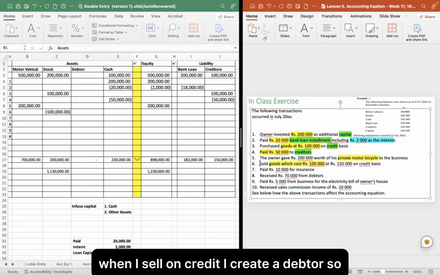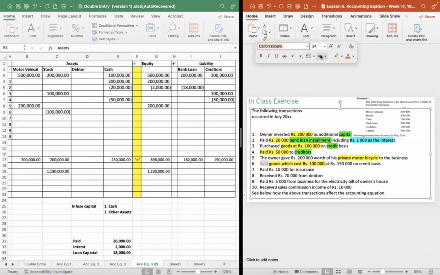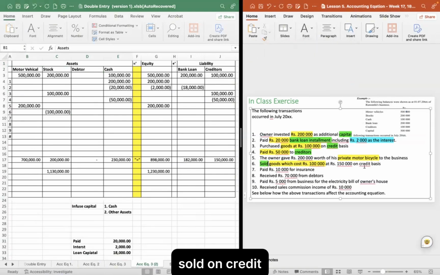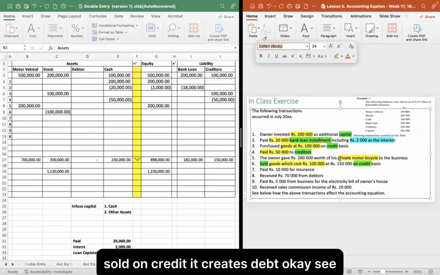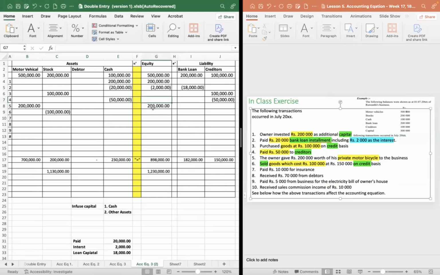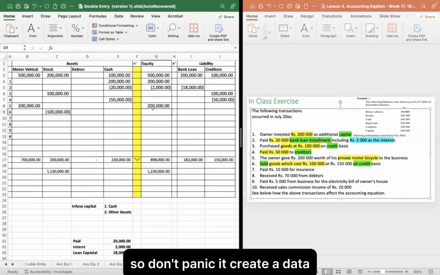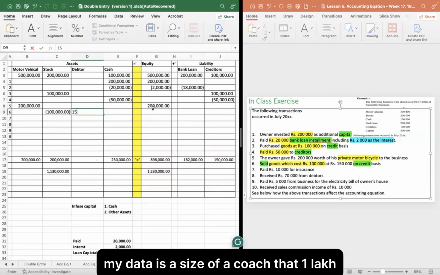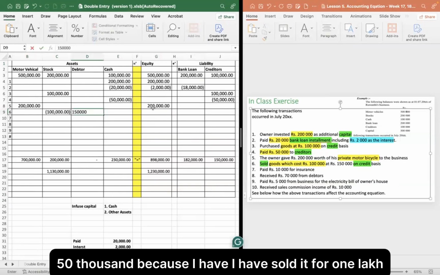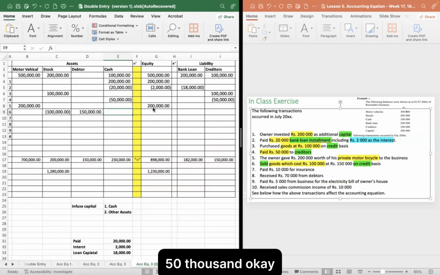Sold on credit, it creates a debtor. Now, how much is this debtor? What is the size of my debtor? 1,50,000, because I have sold it for 1,50,000.